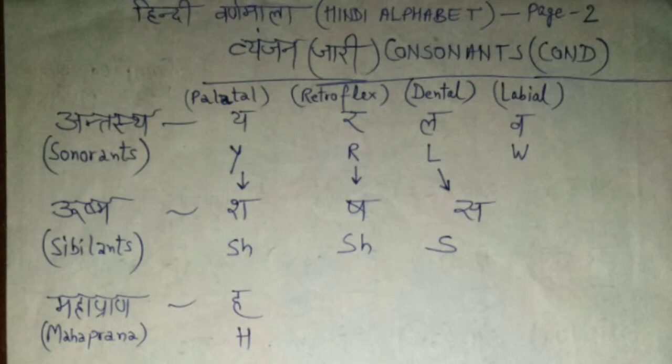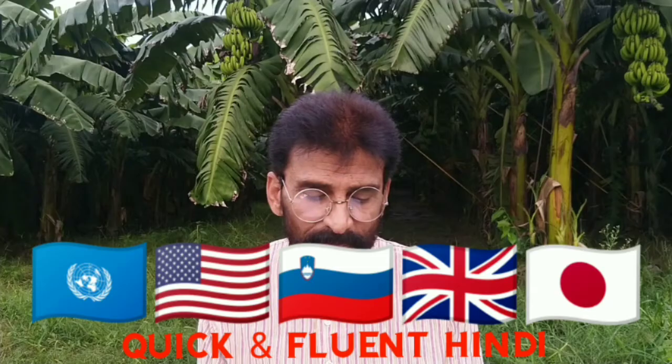And then ha. Ha is called Mahaprana sound. Mahaprana means it's related to the Mahaprana Vayu in yoga. They say, when we breathe, when we exhale, the sound of ha is produced. So letter ha is also called Mahaprana consonant or Mahaprana letter.